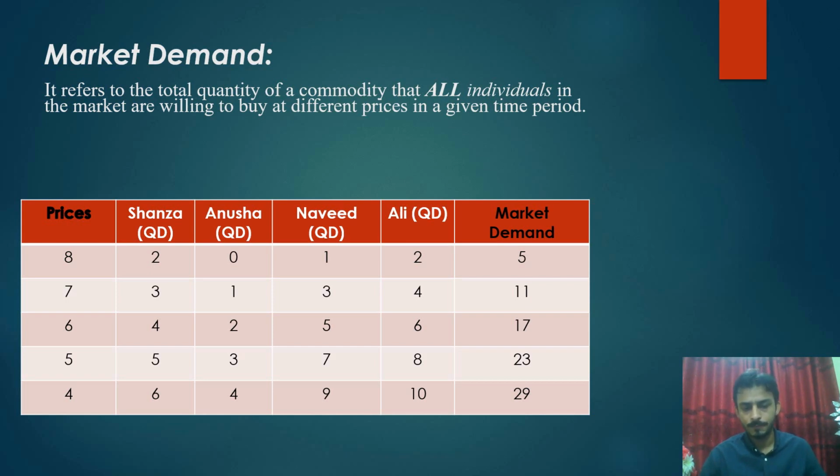So 3 plus 1, 4 plus 3, 7 plus 4, 11, right? So this is market demand again on price, given price, that is 7. So we keep on continuing. So this is the simple way I wanted to tell you how to calculate the market demand. You just need to add the individual demands, and you'll be able to get market demand.